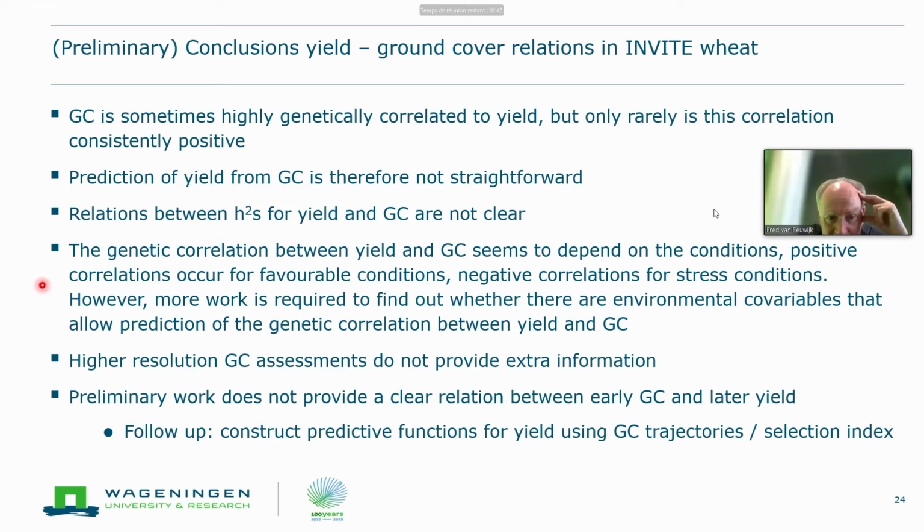And we looked at the conditions, and okay, we do have some indications that favorable conditions lead to a particular correlation between yield and ground cover, and unfavorable conditions will actually break this correlation down. We didn't get extra information from high resolution, but once again, we can do better in terms of constructing predictive functions, but I don't think this will help us too much.